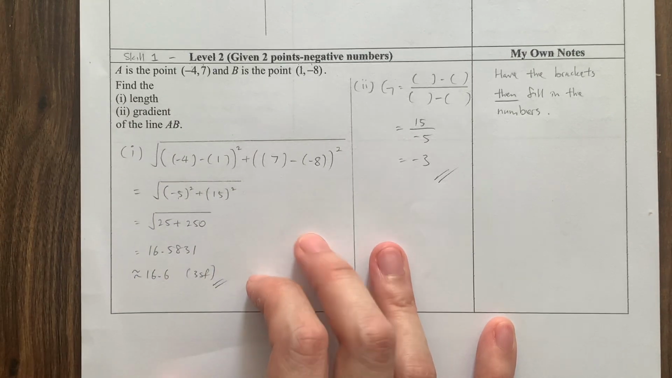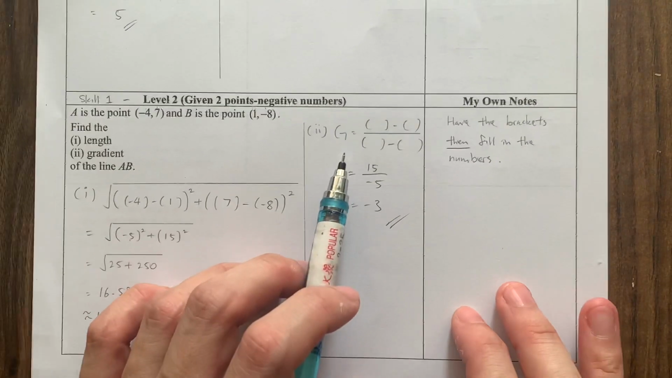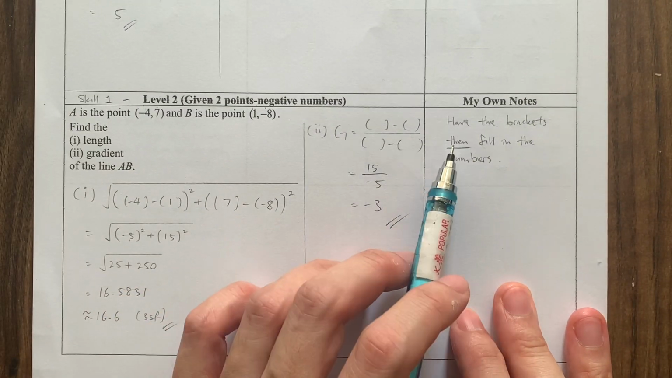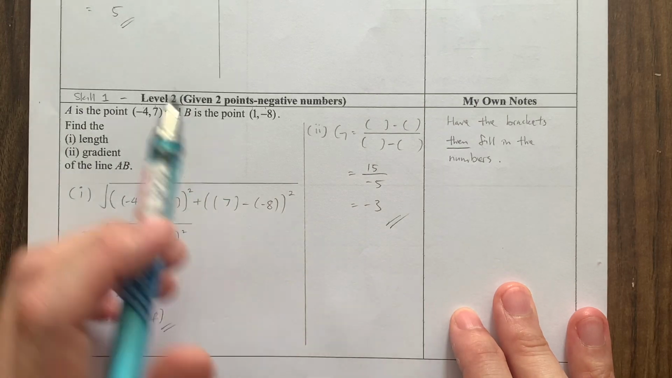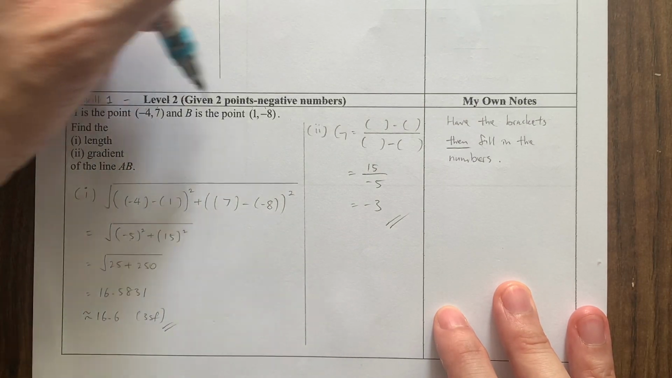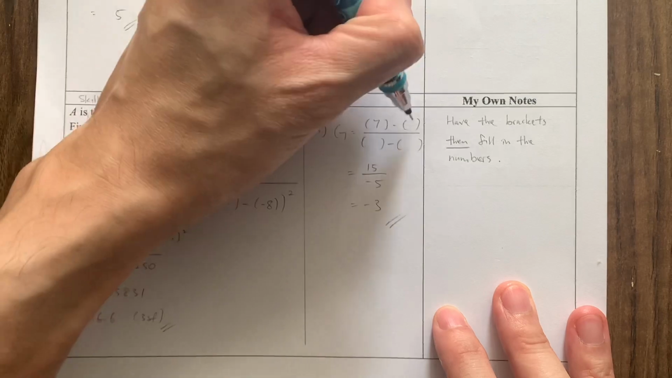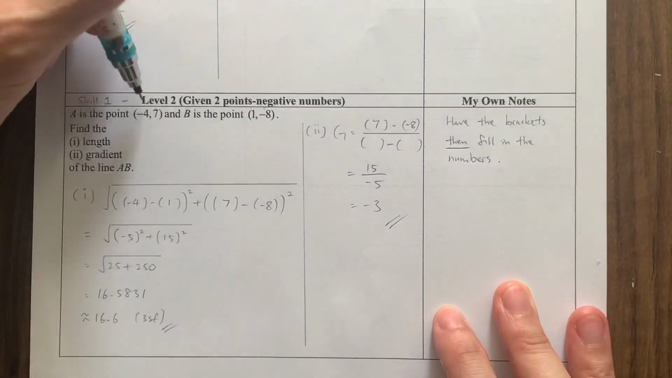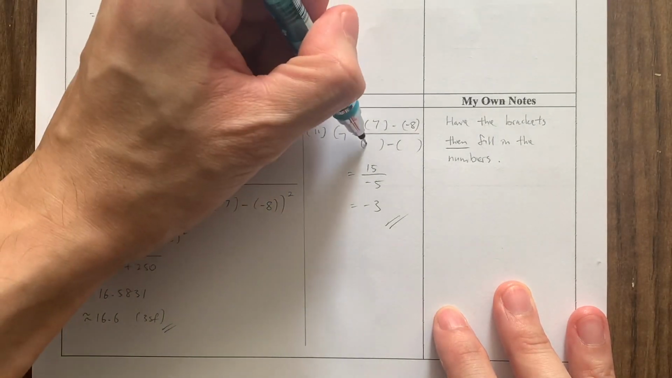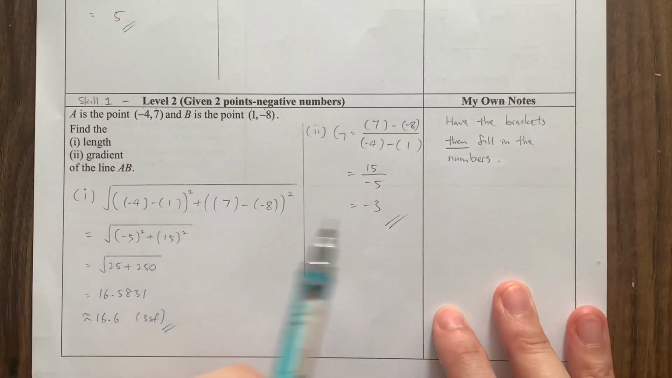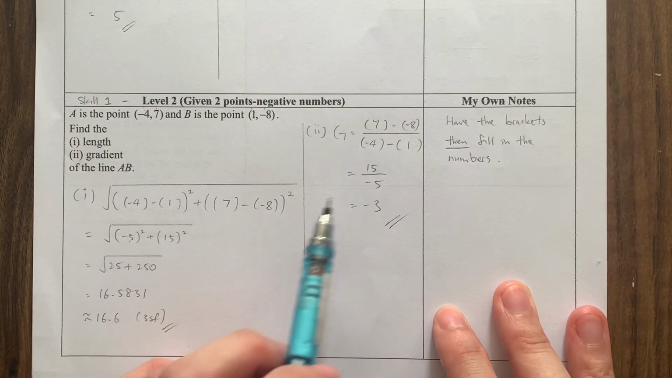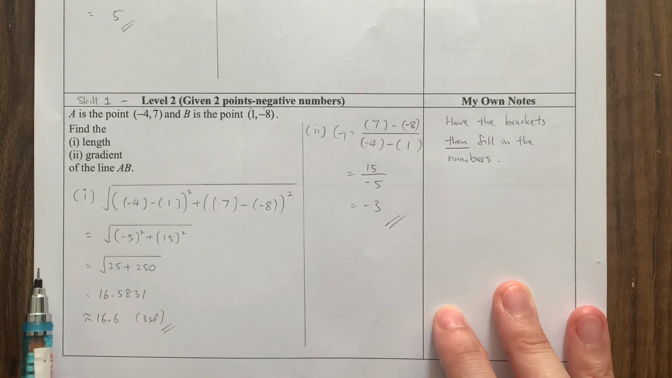I press the calculator and I got it done. So for the gradient, it's the same issue here. You have the brackets, then fill in the numbers. So it will be 7 minus 8. Without even looking, I'm just writing it brainlessly. Minus 4, 1. Minus 4, 1. And then at this point, I start looking and I'm simplifying and finding the answer.